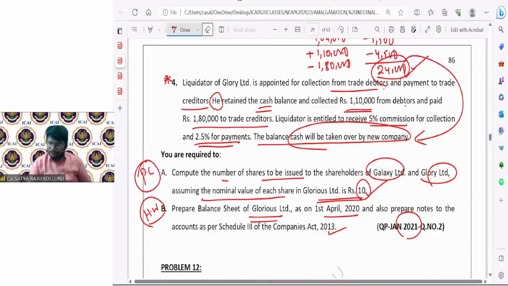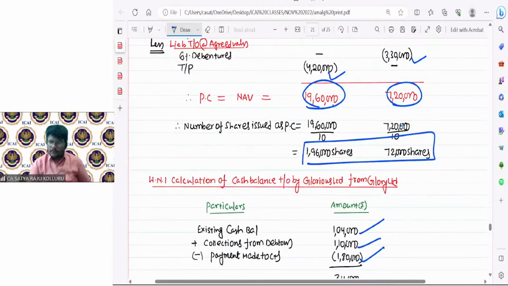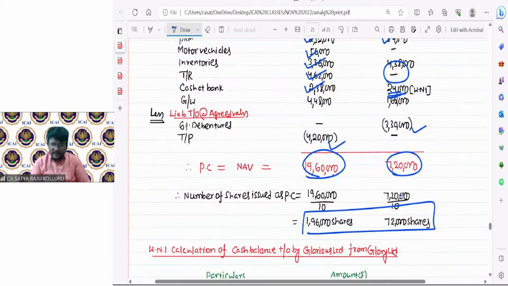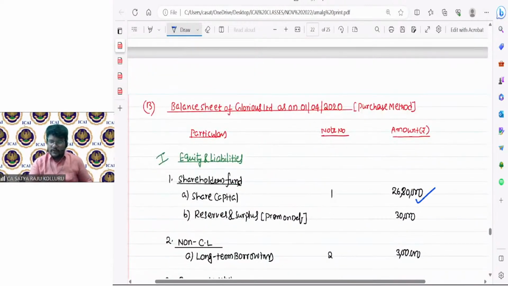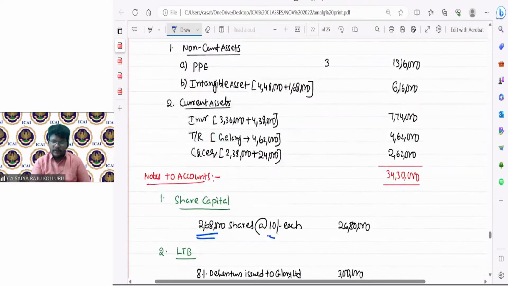And 1 second. For Glorious, is anything there? No, for Glorious, the existing balances are nil. That's why you only add for Galaxy and Glory Limited. So 19 lakh 60,000 plus 7 lakh 20,000, it will be 26 lakh 80,000 worth of share capital I'm getting. So 26 lakh 80,000, if you check, 2 lakh 68,000 equity shares at the rate of 10 rupees each. I just combined both the equity shares issued as PC.